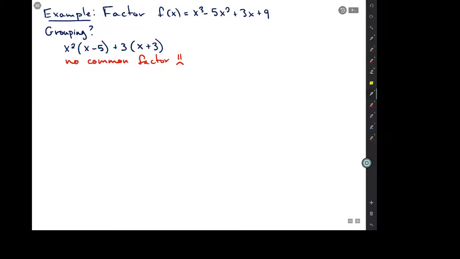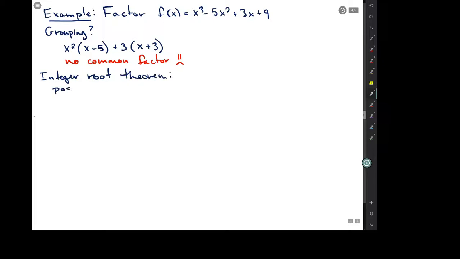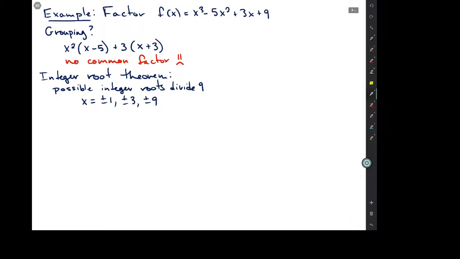Another method that my last video was about is the integer root theorem. The possible integer roots are going to be the divisors of 9, the positive and negative divisors of 9. So that could be plus or minus 1, plus or minus 3, or plus or minus 9. Now I don't know if these are actually roots, so I'm just going to plug them in and check. So are they roots?